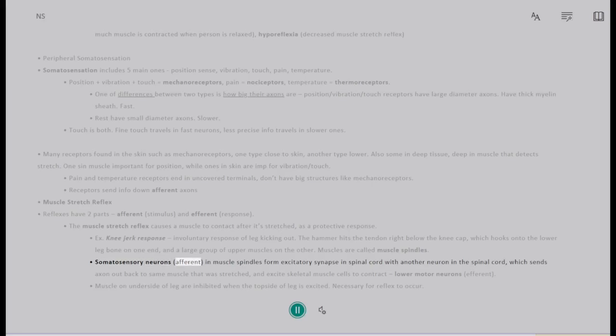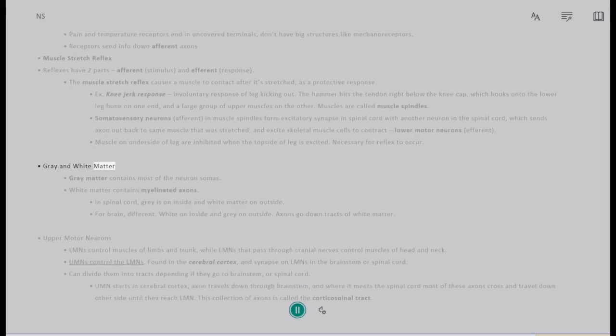Somatosensory neurons, afferent, in muscle spindles form an excitatory synapse in the spinal cord with another neuron, which sends an axon back out to the same muscle that was stretched, and excites skeletal muscle cells to contract. These are lower motor neurons, efferent. Muscles on the underside of the leg are inhibited when the top side of the leg is excited. This is necessary for the reflex to occur.